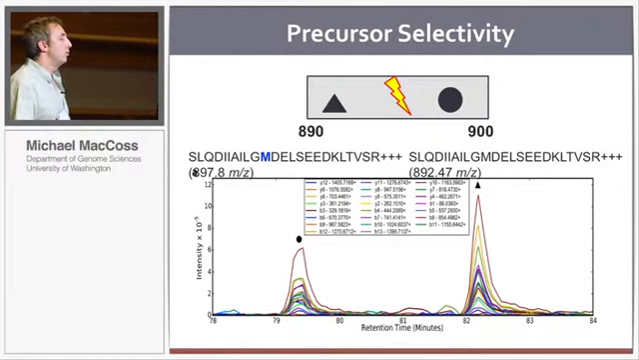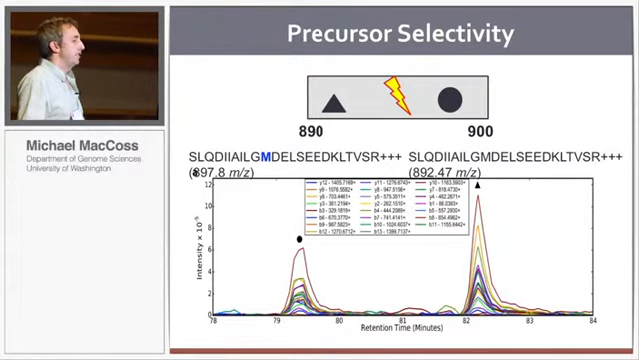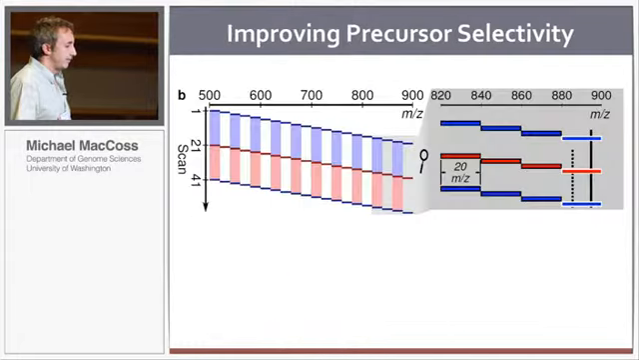And of course, almost all the fragment ions have the exact same elemental composition. So no matter how much accurate mass you have, you're never going to be able to distinguish between them by mass alone. So you end up relying on precursor selectivity and chromatographic retention time. So this is just an example of how complicated these data can be.